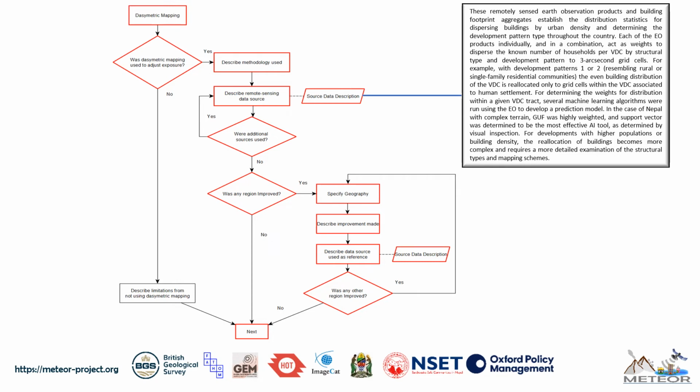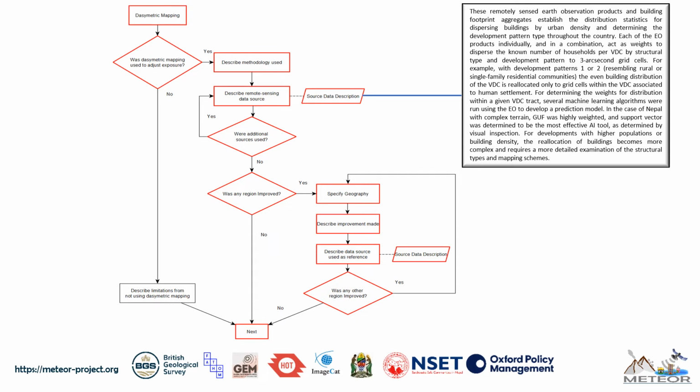When determining the weights for distribution within a given VDC, several machine learning algorithms were run using the Earth observation data to develop a prediction model. In the case of Nepal, which has very complex terrain, GUF was highly weighted, and support vector was determined to be the most effective AI tool.